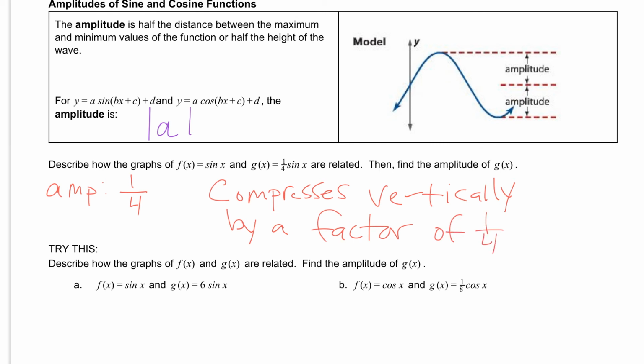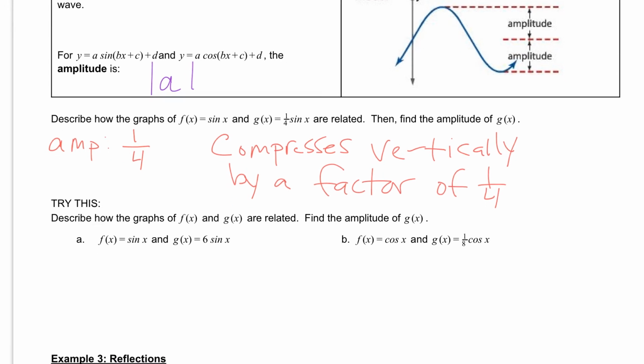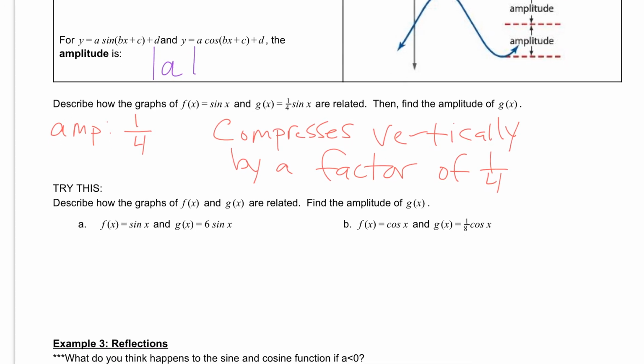Next, I'd like you to look at the try this that's underneath there. So you can pause it now, unpause it when you're ready to check your answers.